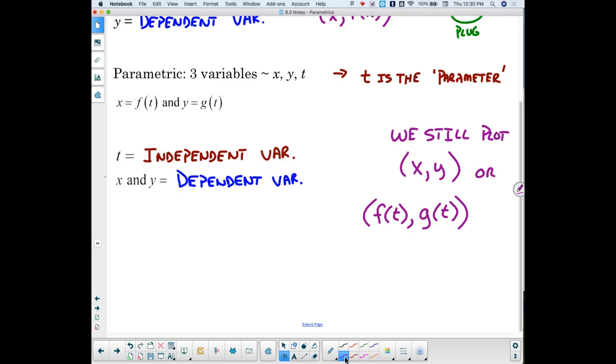You probably don't realize it, but you've been working with a parametric equation for the better part of 3 months. What have we been working with for the last 3 months? Unit circle. The unit circle is a parametric example.